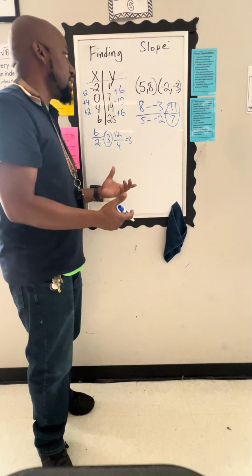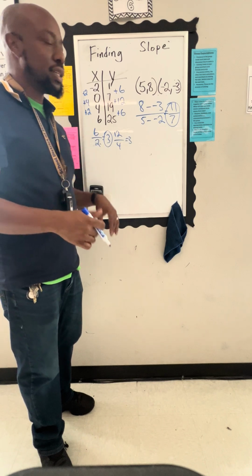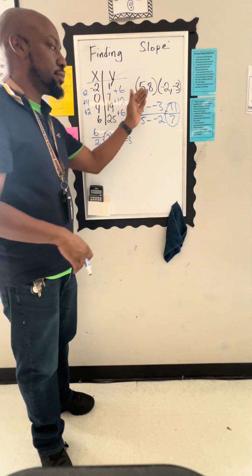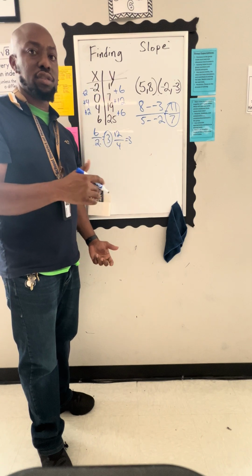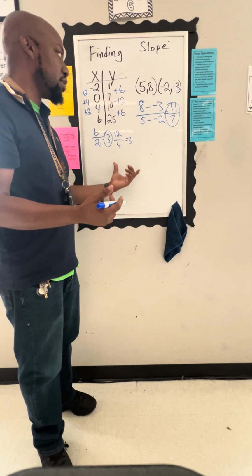And if these concepts seem hard to you, another option, simply graph each point on a coordinate grid, draw the line, and find slope using rise over run. That's just another option if this is confusing to you.